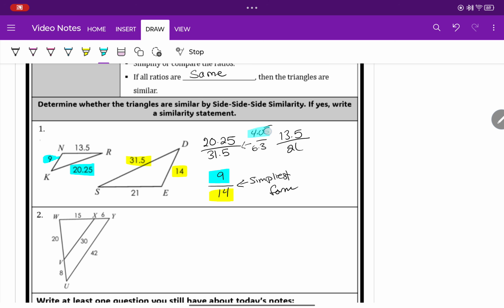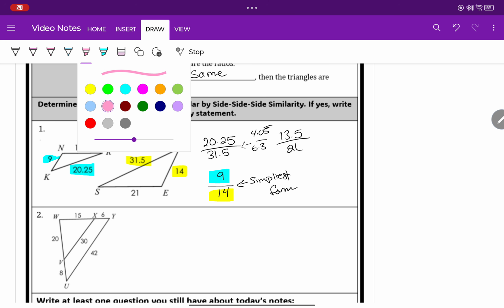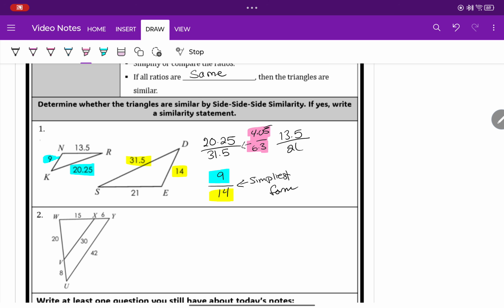Just looking here, I'm going to erase that highlighting. I'm going to change the color. Just looking at these two ratios here, they're not the same, which is going to tell me that these two triangles are not similar. Okay. I don't even need to go to my third triangle to determine this information.